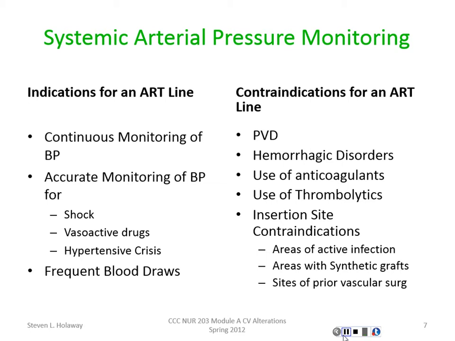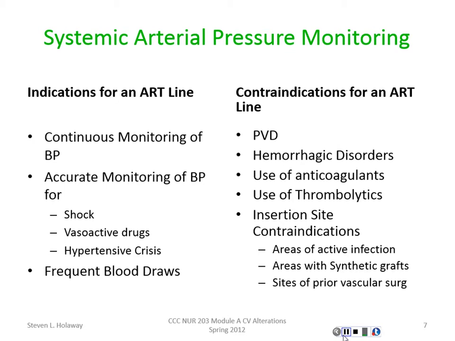So contraindications for an arterial line: if there's some type of peripheral vascular disease in those areas, you definitely don't want to put one in. If there's some sort of hemorrhagic disorder going on with this patient, we don't want to put that in because the risk of bleeding is too great. If this patient is on anticoagulants, you've got to weigh the risk versus the benefits for that patient. Same thing if they're on thrombolytics.